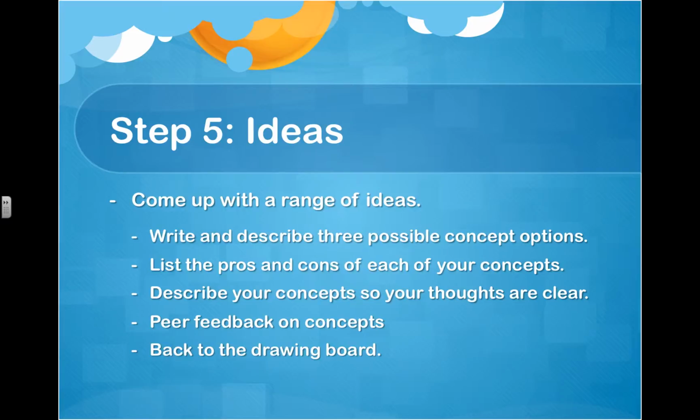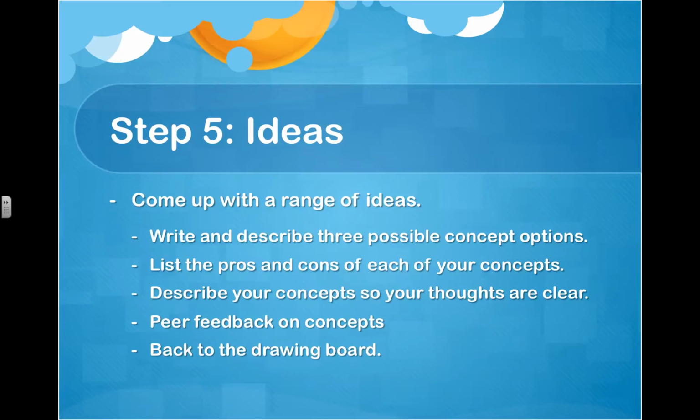Step 5 is ideas. Once you've done your research and you've looked at the design brief, you need to come up with some ideas, possible concepts. At least 3 is good to have. List the pros and cons of each of your concepts. What are the good things that would make the restaurant successful? What are things that would be stumbling blocks to achieving your success?